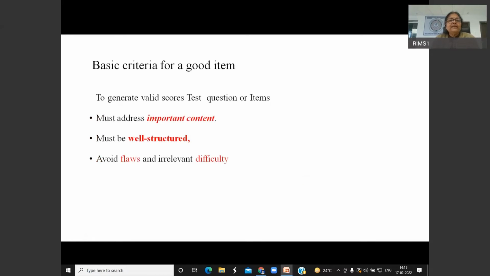Now, let us come to the basic criteria for a good item. In any good book, even Susan et al. write that a good item must address important content. So whatever we are going to ask should be very important and common to find in day-to-day practice. Then it must be well structured, and it should avoid any flaws or irrelevant difficulty. We should not include irrelevant difficulty in any question. We will discuss it with the help of the guidelines given by Haladyna in his review book.